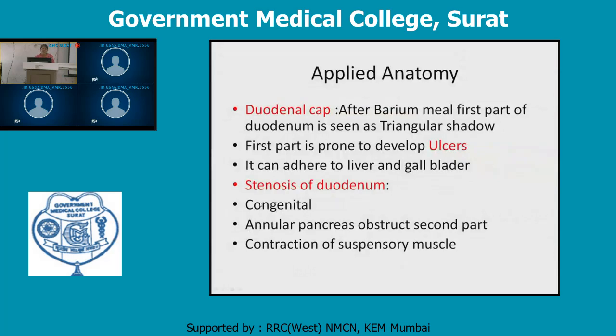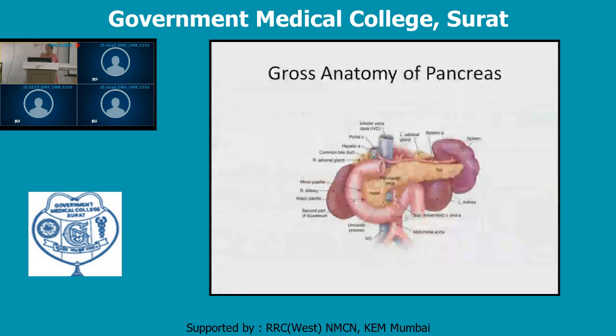Second, congenital annular pancreas can obstruct. The pancreas surrounds, as we'll see later on, the second part of the duodenum and obstructs it. So annular pancreas can obstruct the second part. Obstruction can also occur at the duodenojejunal junction by contraction of the suspensory muscle. So duodenal cap you have already seen. So this is about the duodenum.